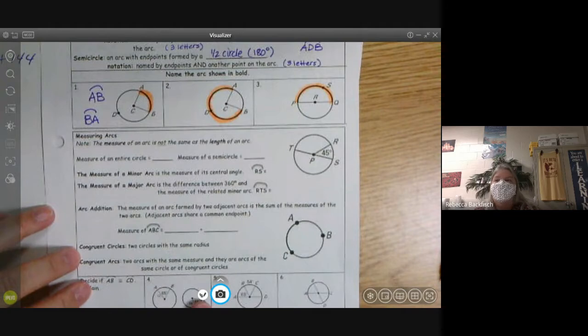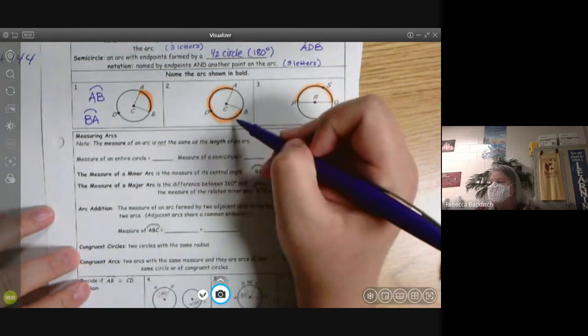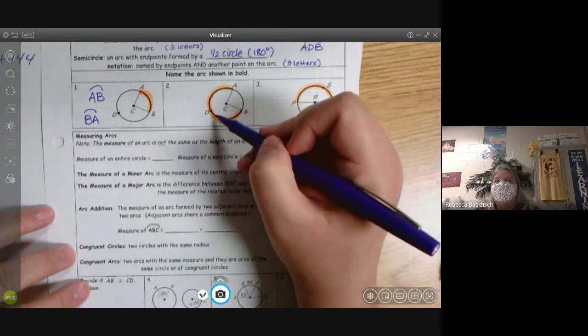What kind of arc is it on number 2? That's a major arc. So that's more than 180. So I have to use an extra letter to point out I'm not going the shortest way. I have to pass D on my way.